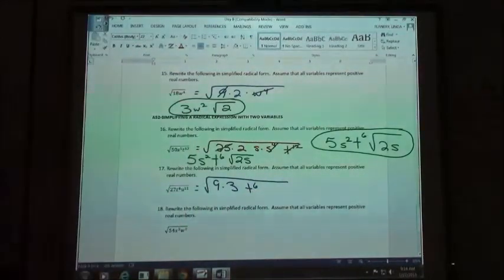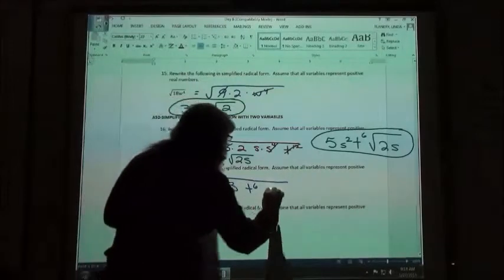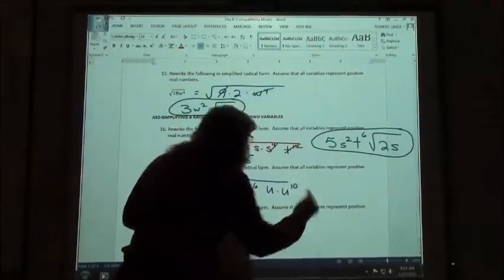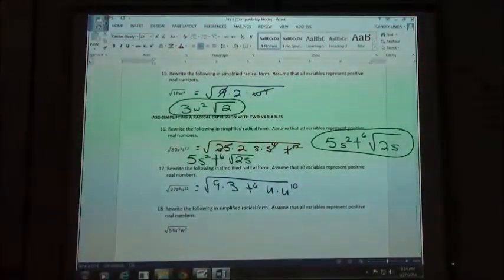U to the 11th. Should we leave it alone or should we factor it? Factor it, and what should we factor it into? U times u to the 10th. I always just take 1 out, which is going to leave me an even number.